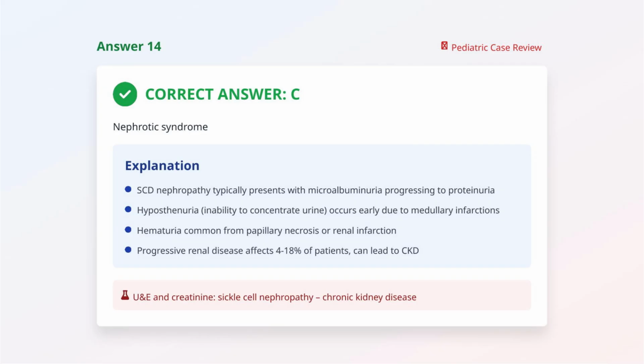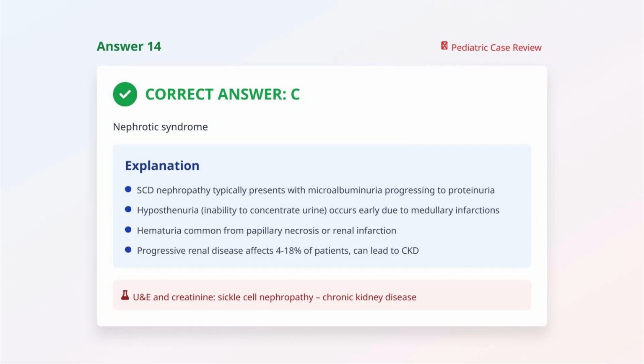The correct answer is C. Nephrotic syndrome is the least common renal manifestation in sickle cell disease. Sickle cell nephropathy typically presents with microalbuminuria progressing to proteinuria, but full nephrotic syndrome is relatively uncommon.